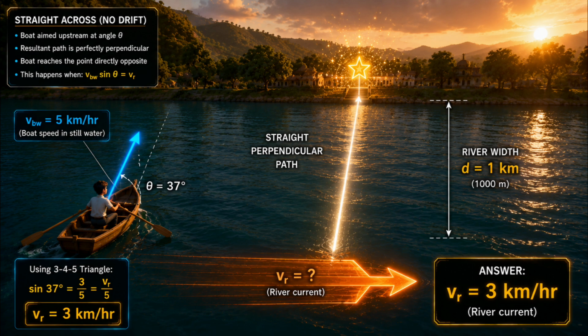A perfect 3-4-5 triangle. The most elegant answer in JEE history. And the key, knowing which triangle the problem belongs to. Shortest path flips the hypotenuse. Get that right, and the problem solves itself.